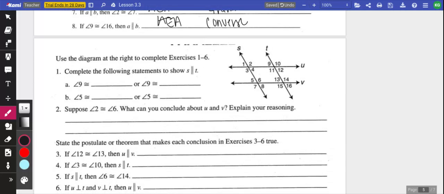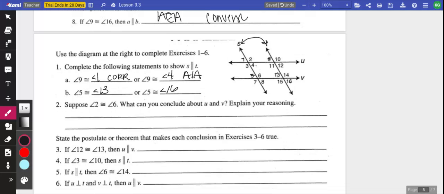Complete the following statements to show S is parallel to T. So we're going side to side. 9 would be 1 corresponding. 9 would also be 4 AIA. 5 would be 13 corresponding, and 16 AEA.